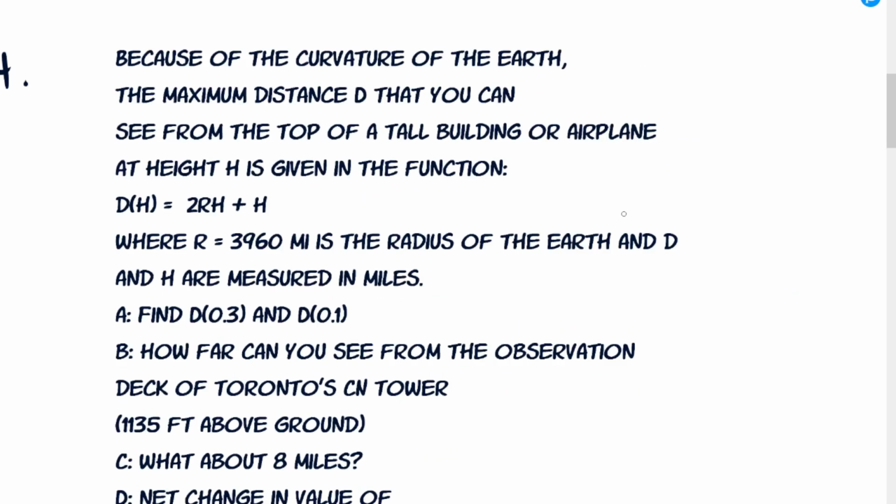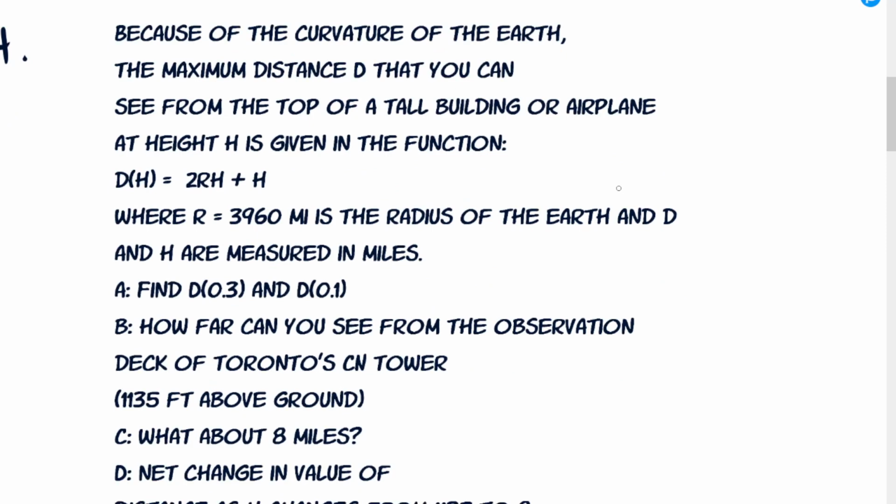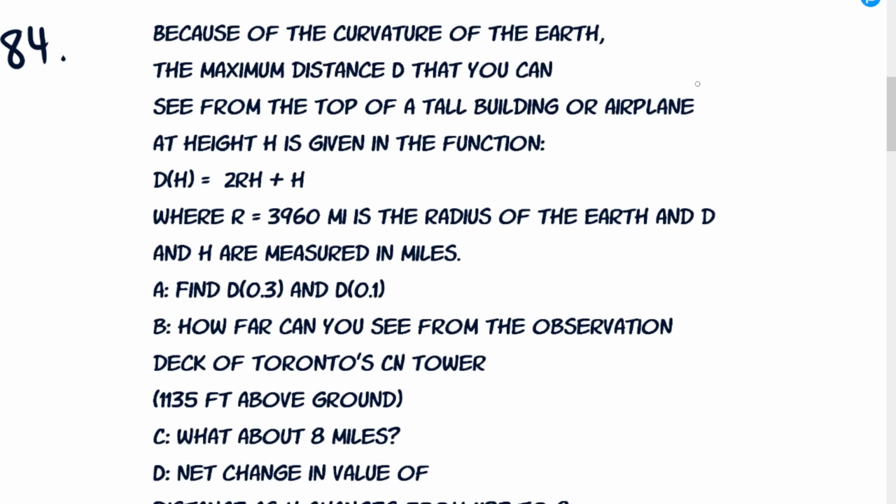Because of the curvature of the Earth, the maximum distance, d, that you can see from the top of a tall building or airplane at height, h, is given in the function. D of h is equal to the square root of 2rh plus h squared, where r is equal to 3,960 miles, the radius of the Earth, and d and h are measured in miles. Sorry, I'm so stuttery today. Find d of 0.3 and d of 0.1. How far can you see?